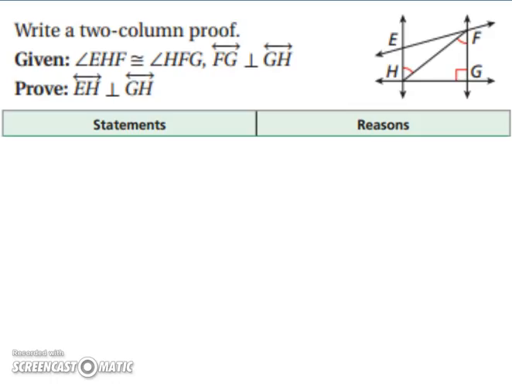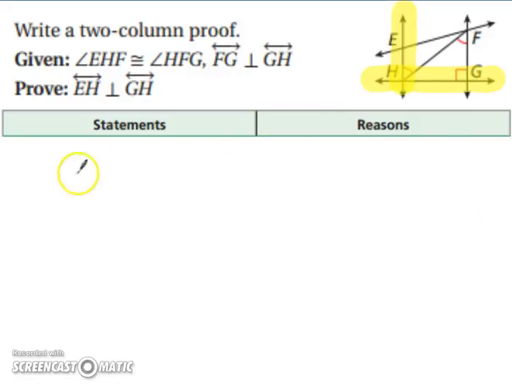Alright, let's look at another proof. We're going to write a two-column proof of this one. We're given that angle EHF is congruent to angle HFG, so these two angles are congruent. We are also given that line FG is perpendicular to line GH. Our goal is to prove that EH is in fact perpendicular to GH as well.